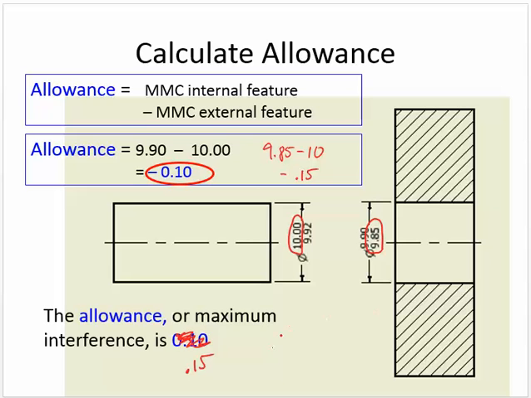Now, how do we know when it's allowance? Allowance is when we have a positive number. Interference is when we get a negative number. You do the exact same calculation, except you just got to think to yourself, is my answer positive or negative? Positive tells me I have an allowance, negative tells me I have an interference. And that's all there really is to it.